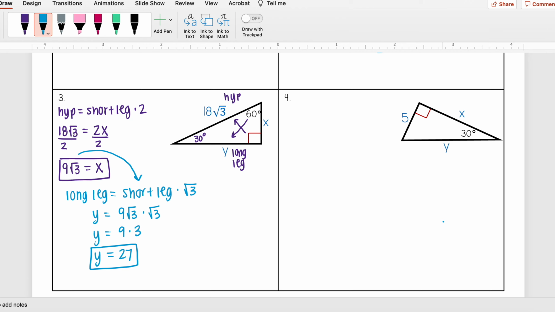Okay, now that we've done a few, go ahead and pause the video and try this last one on your own. When you think you have it, go ahead and press play.